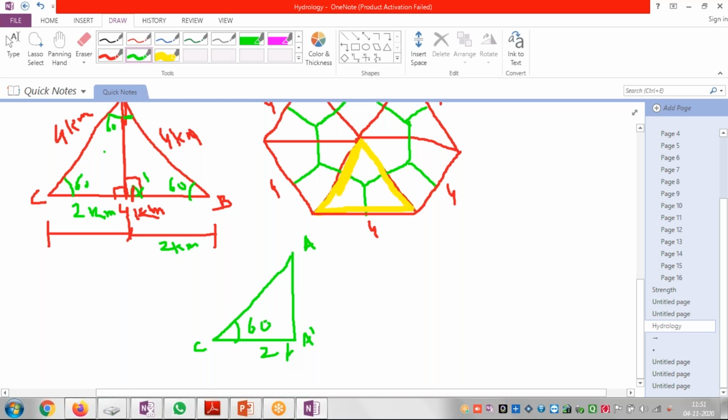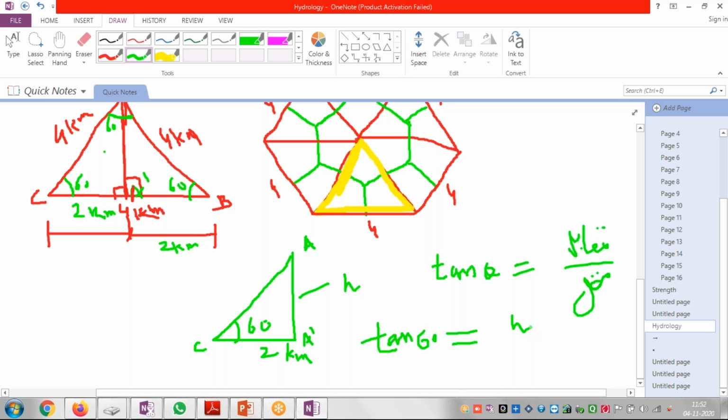So simply I will apply the formula tan theta. We know that tan theta is equal to opposite upon adjacent. So here tan 60 degrees, the opposite side we don't know, so I say that is h, divided by the adjacent side, which is 2 kilometers.